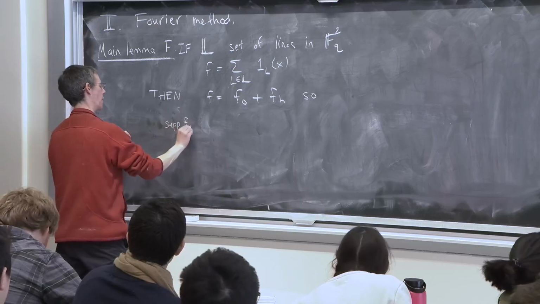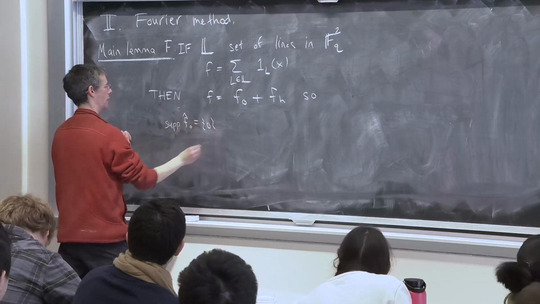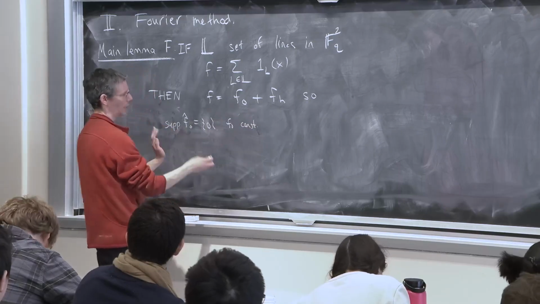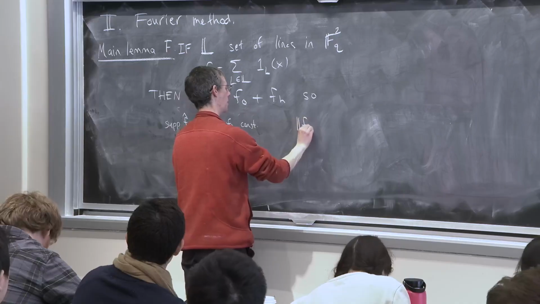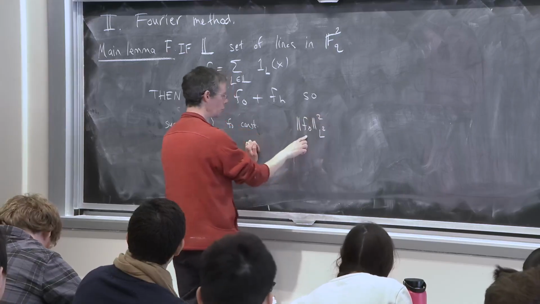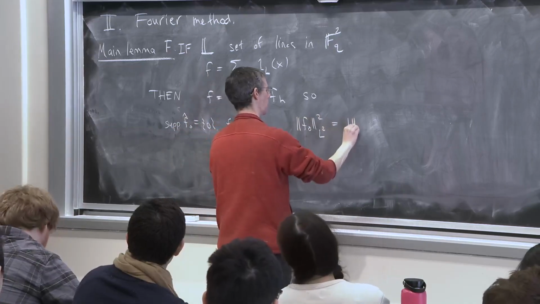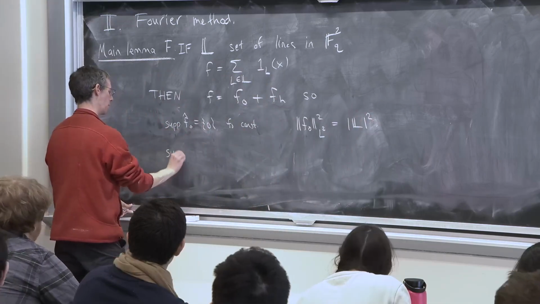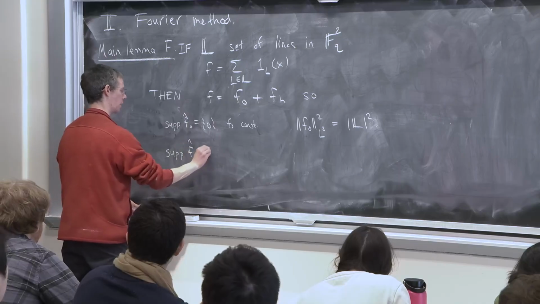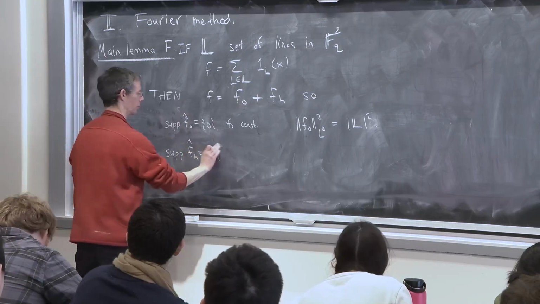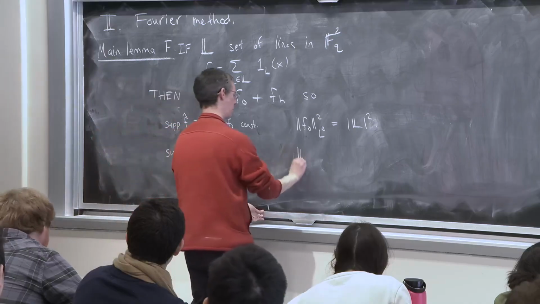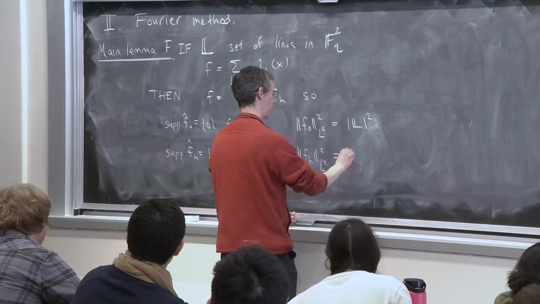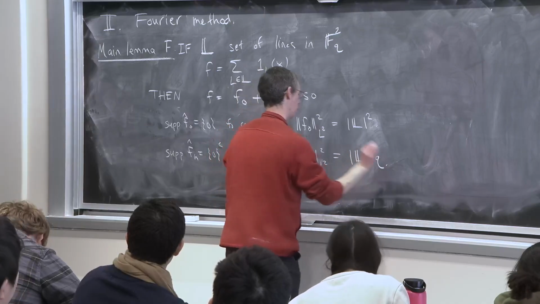So the support of F_0 hat is just 0. In other words, F_0 is constant. And we can find out exactly what the constant is. And based on that, we can say that the L2 norm squared of this is the number of lines squared. Then the support of the high frequency part is the complement of 0. And the high frequency part has an L2 bound. L2 squared is L times Q.